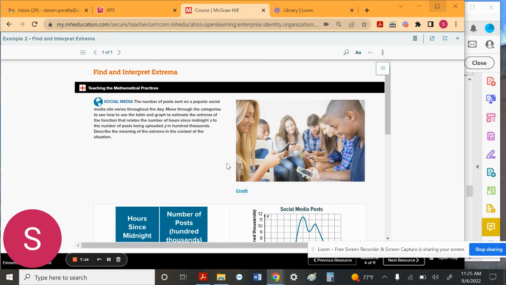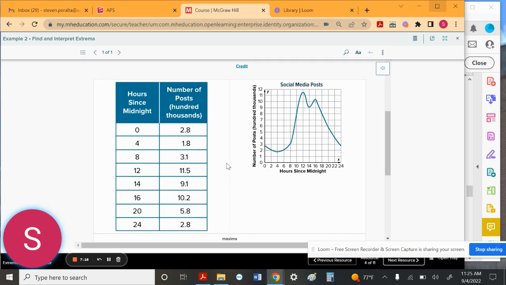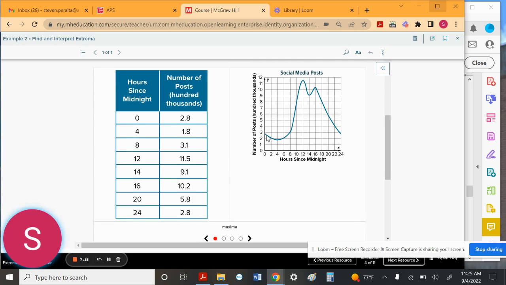Okay, finding and interpreting extrema. Okay, so notice here, now these don't carry on forever. So hours since midnight over a 24-hour period. So these are endpoints. So the function does not keep going. We don't have those arrows there. So it doesn't just keep going down. It's going to turn around and come back up.